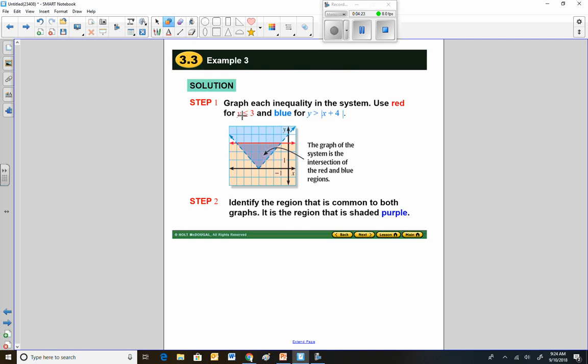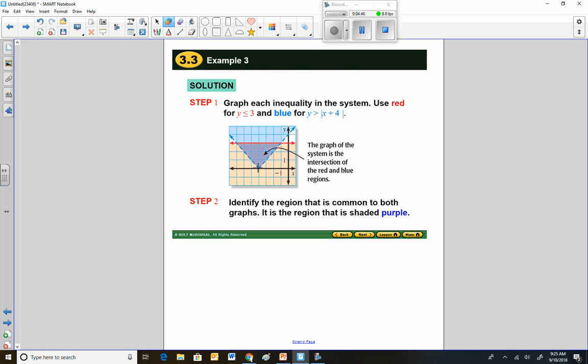Now, as far as y is less than or equal to 3, that's a horizontal line right here, and it says it's less than, so we shade below. So notice they overlap right in this section here. So anywhere in the purple section would be a solution. For example, if I went negative 1, 2, 3, 4, negative 4, up 1, that would be a solution. Negative 4, up 2, that would be a solution.